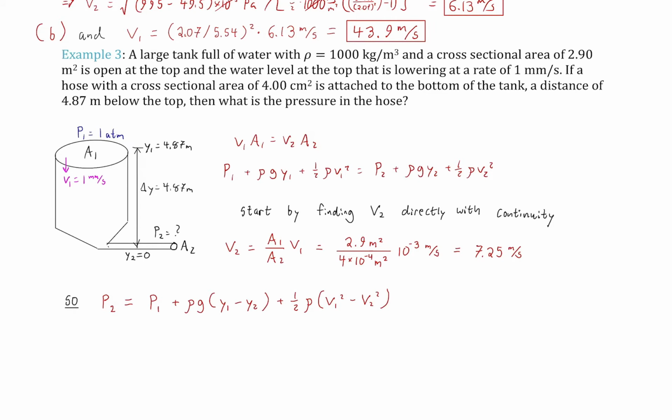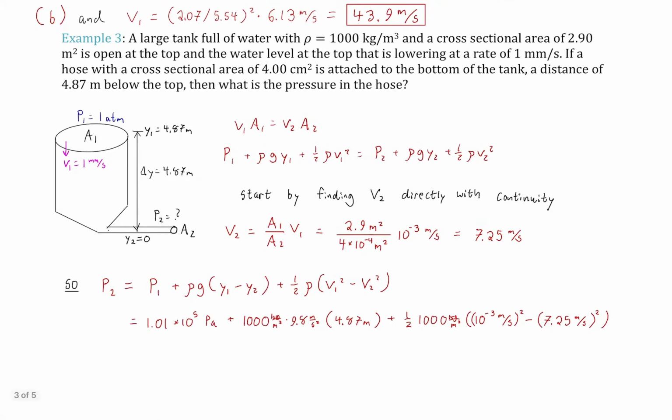Okay, so let's look at this. Because there's an interesting story to be told here. This P1 after all is just atmospheric pressure, because the tube is open, right? P2 is definitely not going to be atmospheric pressure because it's inside an enclosed hose. All right, and then rho g is just 1,000 times 9.8. And then y1 minus y2 is just 4.87 minus 0, so it's just 4.87.